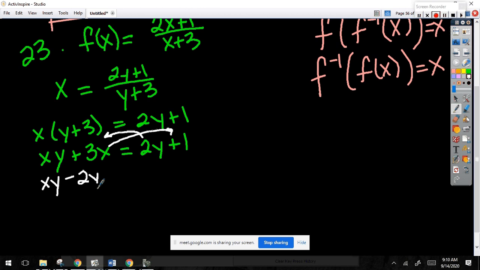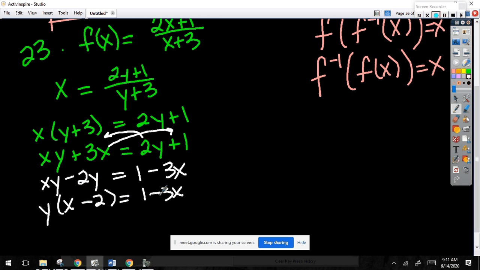And then what? Divide by x minus 2. So I'm going to go ahead and write inverse. I'll switch this to negative 3x plus 1 so it's a nice, pretty standard form. You don't have to. Over x minus 2. Everybody okay on that? That's all for finding it.